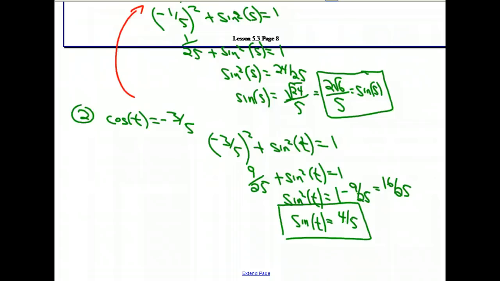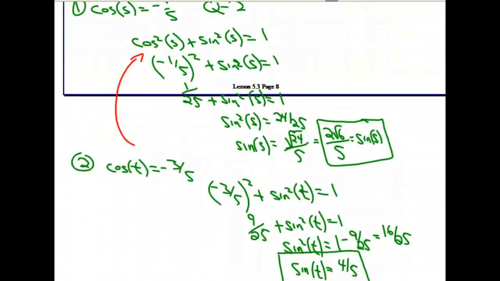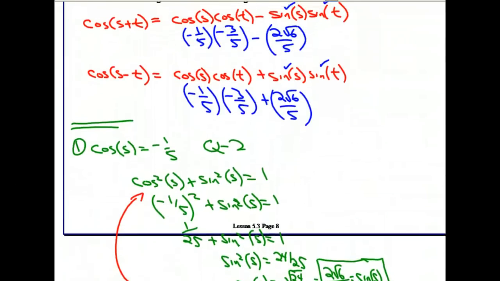All right, guys, we've got our facts. Let's come up and sub them in. Sine of s is 2 root 6 over 5. I have these incomplete formulas up here. I'll sub that in, 2 root 6 over 5. And the sine of t, how much was the sine of t? 4/5. So I sub in the sine of t, 4/5. Okay, then we can figure these out.